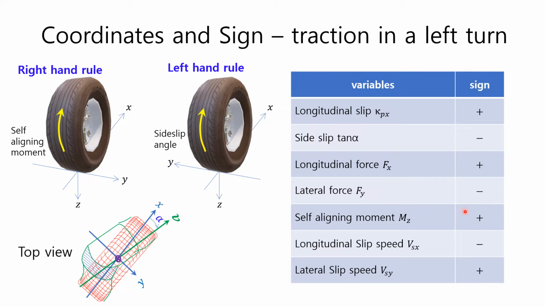Depending on the right-hand rule, the self-aligning moment Mz has plus sign, which is opposite to that of side slip tangent alpha. Longitudinal slip speed Vsx has minus sign, and the lateral slip speed Vsy has plus sign because slip speed should be opposite to the corresponding force.